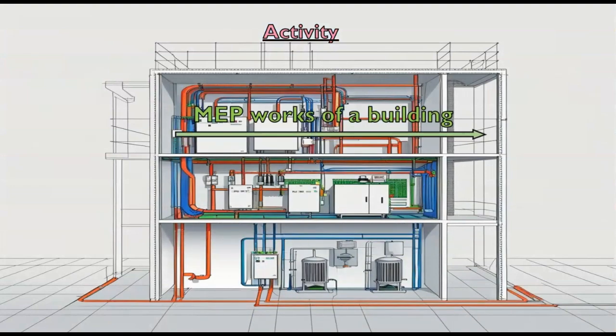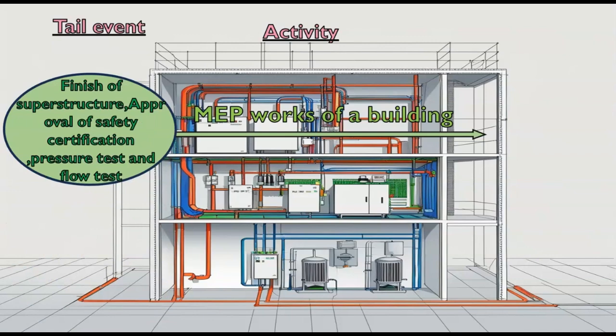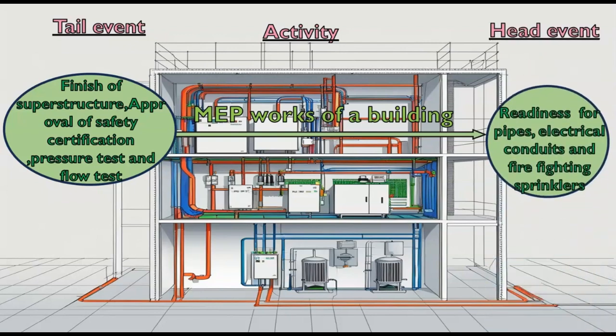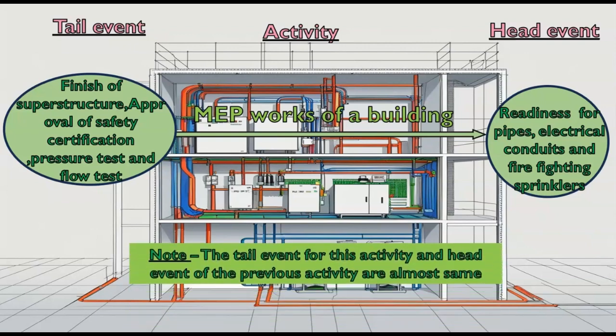Now next activity is the MEP works of a building. The tail event will be finish of superstructure and approval of safety certification, pressure test and flow test. And the head event is readiness for pipes, electrical conduits and firefighting sprinklers. Here also the tail event and the head event of the previous activity are same.